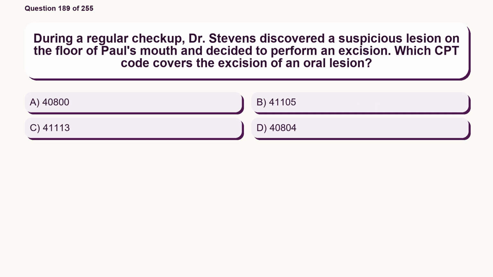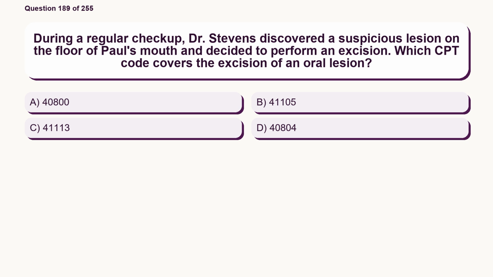Question 189. During a regular checkup, Dr. Stevens discovered a suspicious lesion on the floor of Paul's mouth and decided to perform an excision. Which CPT code covers the excision of an oral lesion? Option A. 40,800. Option B.